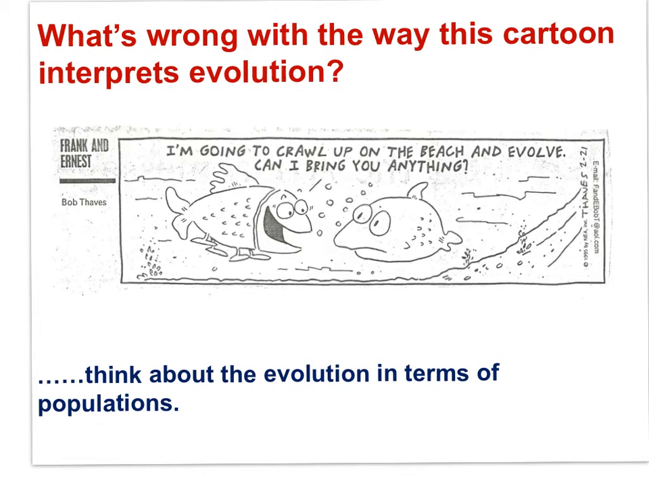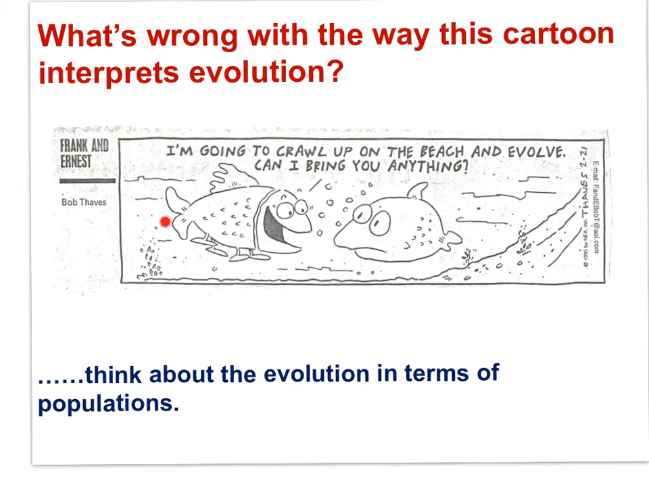So here's a cartoon that incorrectly interprets evolution, and I'm asking you to identify the problem with the interpretation of evolution, as represented by the cartoon. Notice that this fish has legs and this one doesn't. That's not the issue, as we could take the presence and the absence of legs to mean the natural range of genetic variation in the fish population.